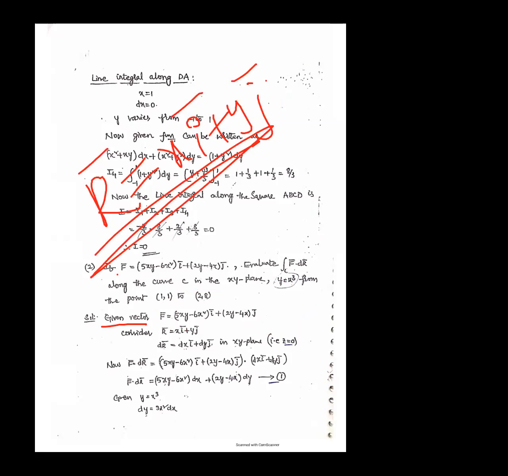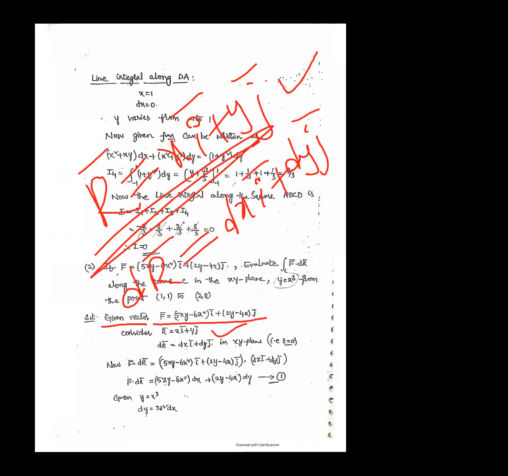First of all, identify F in how many variables. F has only two variables, that are x, y. So I assume R also only in terms of x, y. That's why R bar equal to x i bar plus y j bar. So dr bar, applying the derivative on both sides, generally multiplying d on both sides, dx i bar plus dy j bar. So F is available, given dr bar.